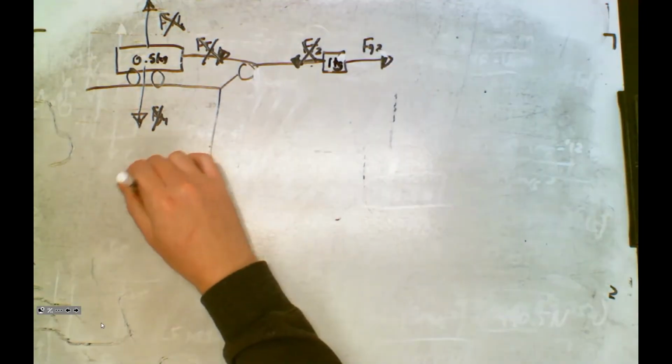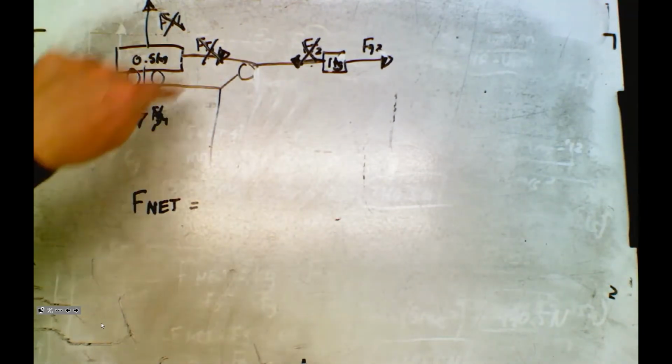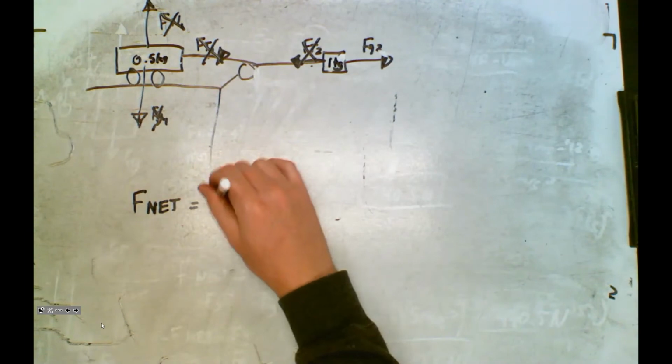So what we need to do is write an FNet equation for this. So FNet is just going to be equal to, this cancels out, this cancels out, this cancels out, this cancels out, just FG2.